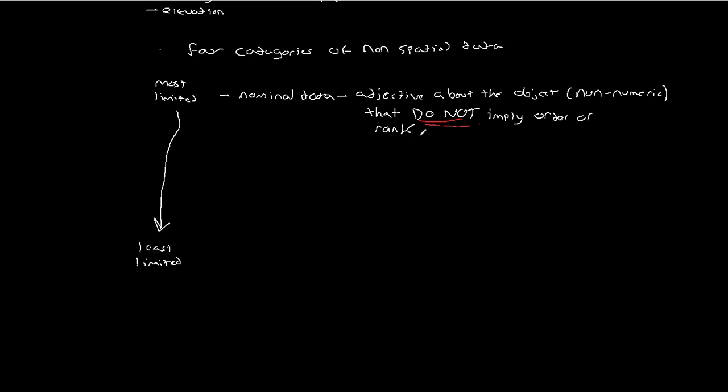So typically, nominal data are things like colors, like red, green, blue, usually names, and unique IDs. These are the two most often utilized nominal data sets: color and unique ID.